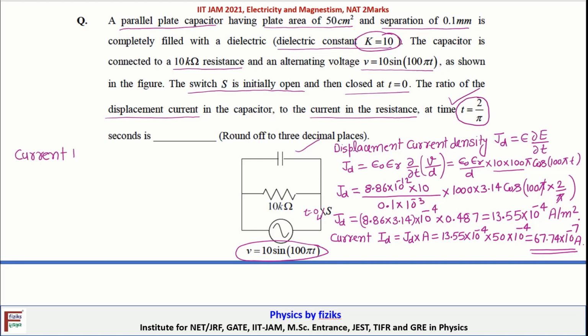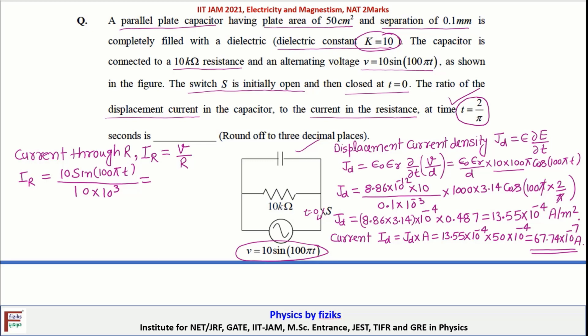So let's see the current through R. This current is given by IR, which will be V by capital R, the resistance, and V is 10 sine 100 pi t, and this is 10 kilo ohm. So this will be 10 into 10 to power 3 ohms. We will get this much volt.